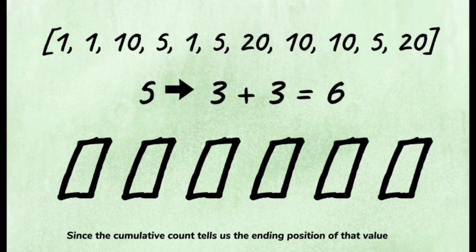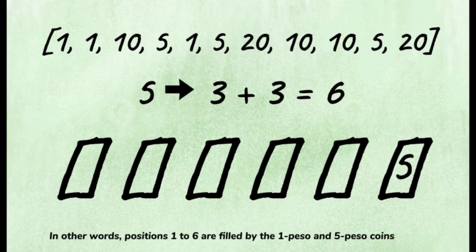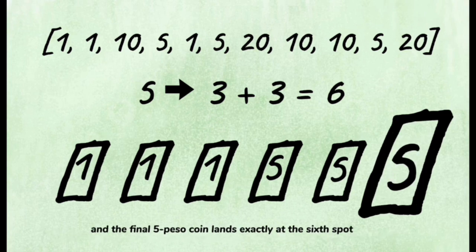Since the cumulative count tells us the ending position of the value, the last 5 peso coin will be placed in position 6. In other words, positions 1 to 6 are filled by the 1 peso and 5 peso coins, and the final 5 peso coin lands exactly at the 6th spot.